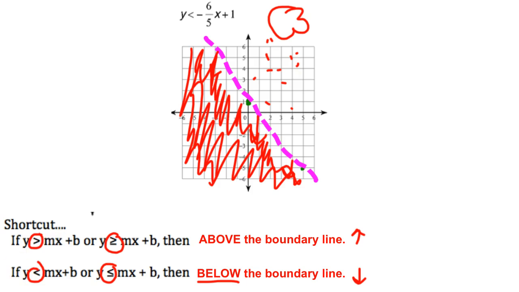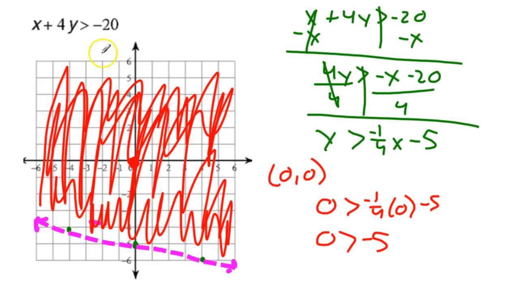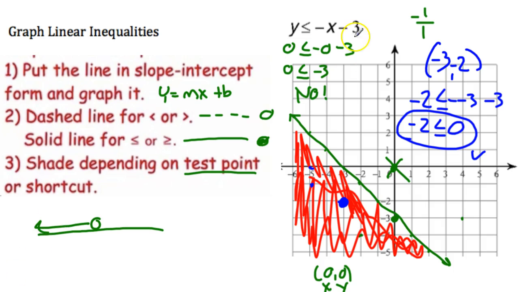We can check the other ones, see if that was actually true. Alright, so this one was y is greater than, bam, above the line. Let's see. There we go. This one was y is less than or equal to. That one was below the line. So the shortcut does work.